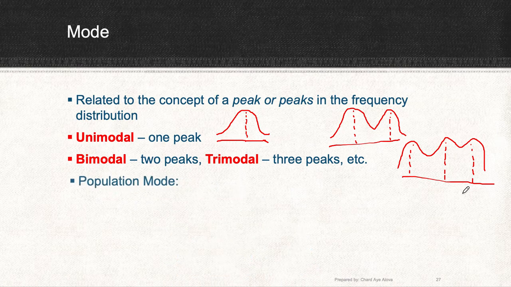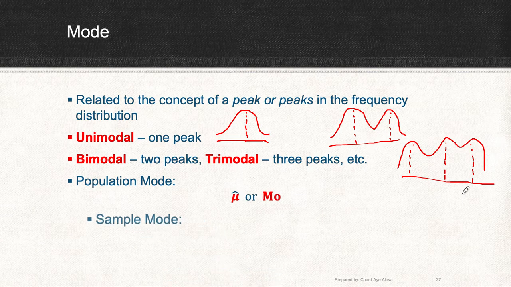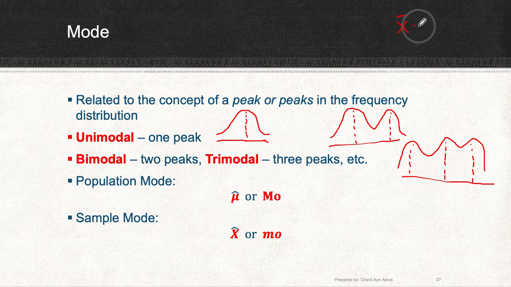Okay. So for the population mode, we have this symbol, the mu hat and the x hat. I hope you can memorize that, everyone. So x bar is equal to your mean, x tilde is equal to your median, and x hat is equal to your mode. Okay, for easy memorization and an easy way to look at symbols.